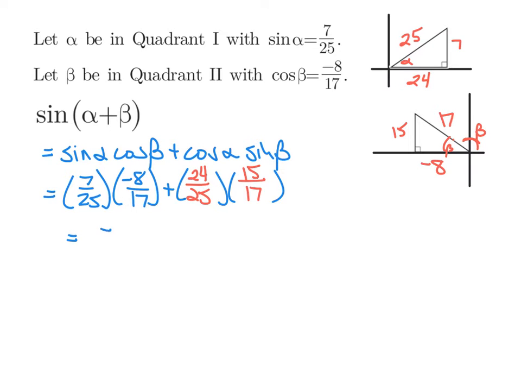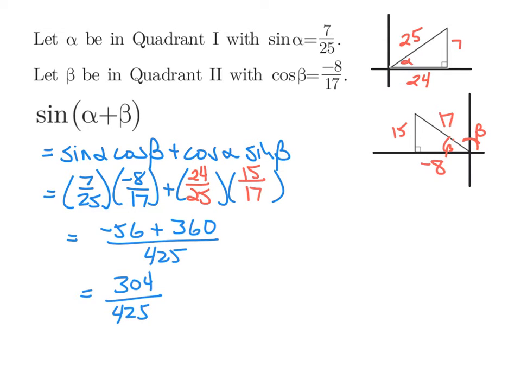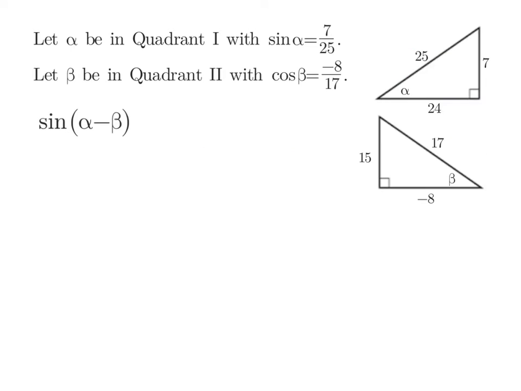7 times negative 8 is negative 56. 24 times 15 is 360. And we have a common denominator of 425. Simplify that down to 304 over 425. And there's our sine.